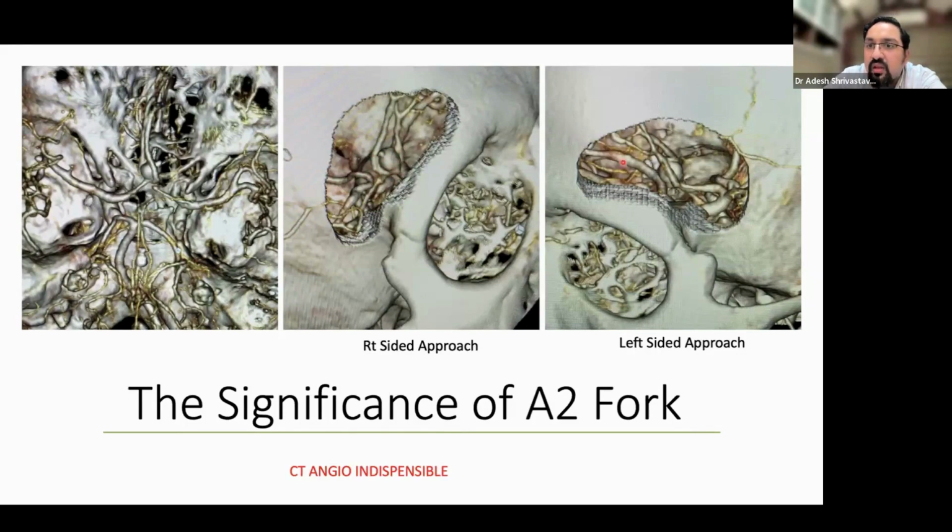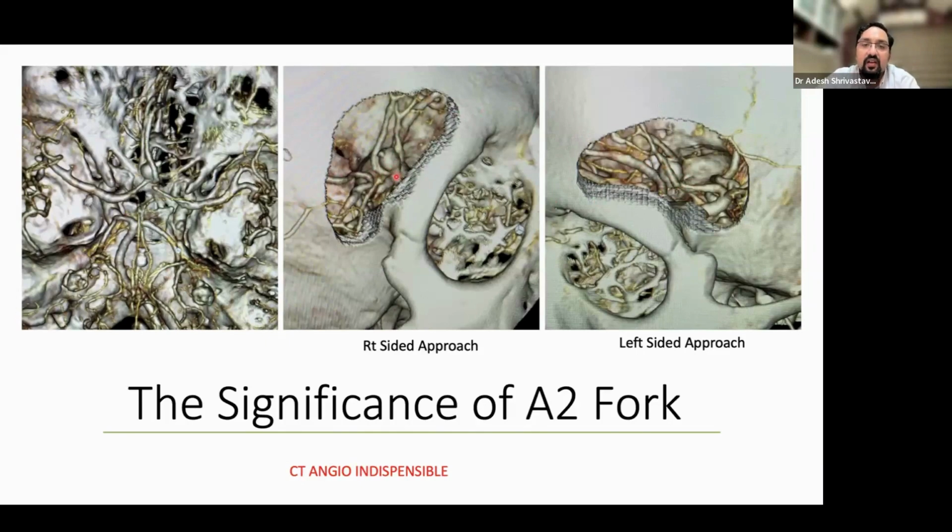Whereas if you approach this aneurysm from the left side, the origin of the other A2 will not be seen, and this A2 will come directly in front of your aneurysm. So you will have to go around putting the clip either anteriorly or from this side. Whereas here the two flanges of the clip can be very easily passed from the sides. So that's the significance of A2 fork.